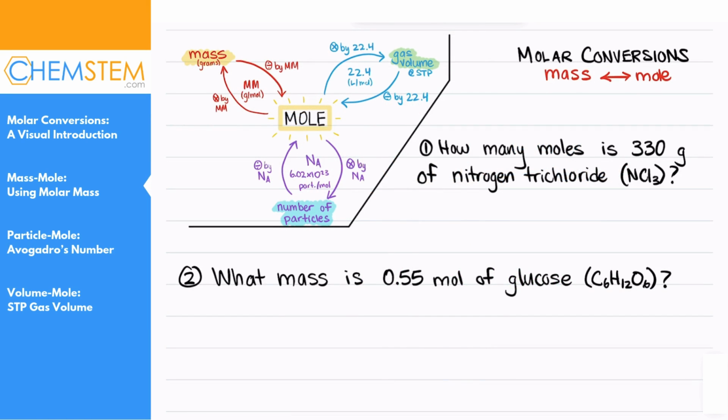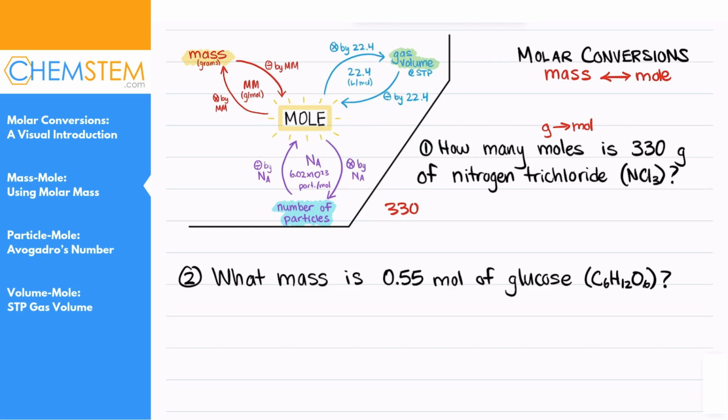Let's verify that this diagram makes sense by actually doing some molar conversions. Remember that the diagram is best used to summarize and review what you know, so let's learn how to do it using dimensional analysis. This question says, how many moles is 330 grams of nitrogen trichloride? So we can see here that we're going to go from mass toward moles. According to our diagram, that means we're going to divide by the molar mass. So let's see if we do that.